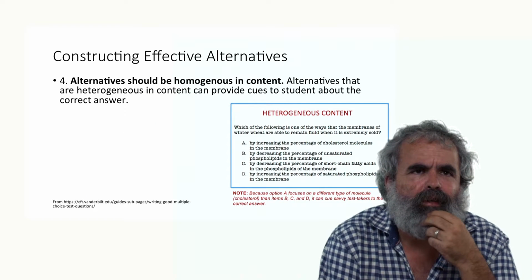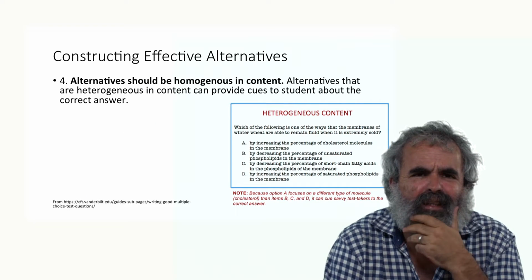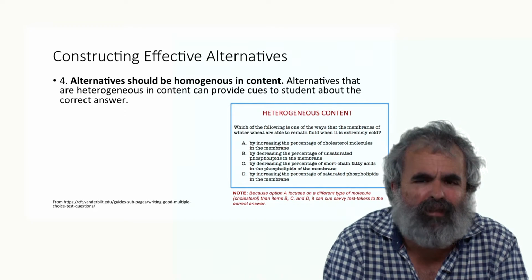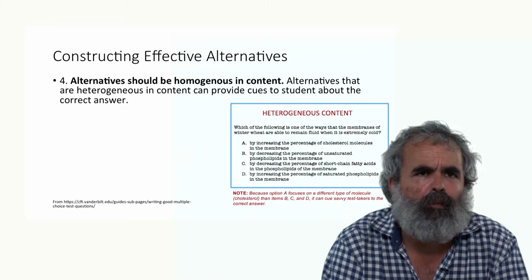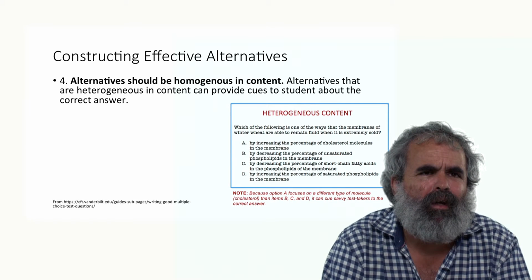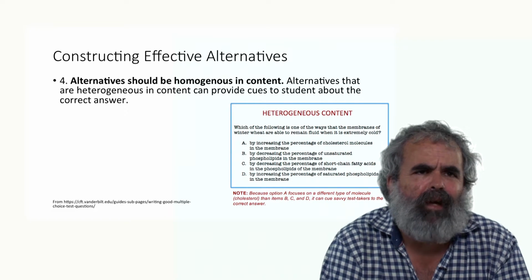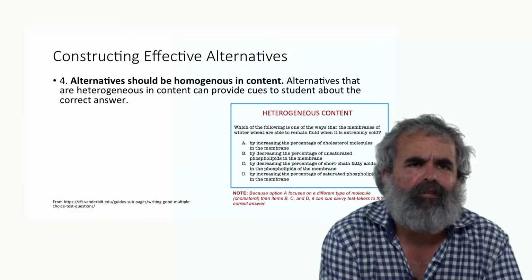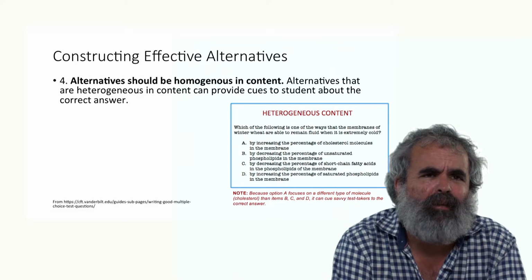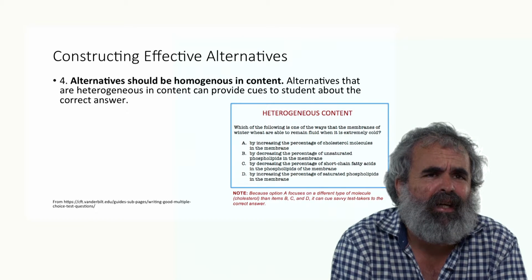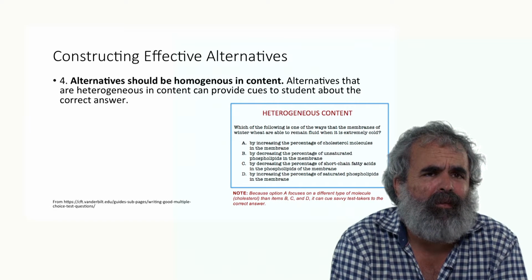Alternatives should be homogeneous in content. Basically, that means the distractors should all be slight distractors, not off-the-wall distractors. If you look at this example, we're talking about phospholipids in 3 of the answers and cholesterol in another one of the answers. Now, I can infer by looking at that, without any knowledge of science, that cholesterol is probably not going to be the correct answer.